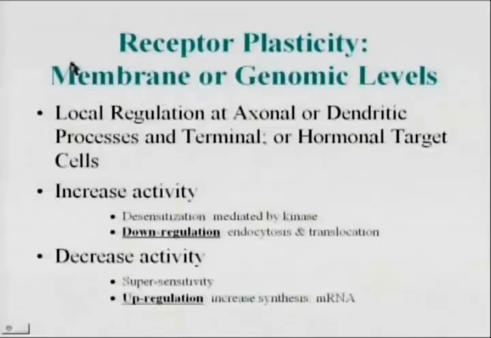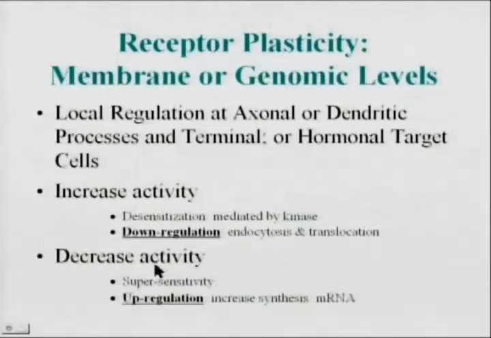So let's continue thinking about receptor plasticity either at the membrane or the genomic levels. So this would be sensitization, desensitization, and this would be downregulation and upregulation. So there's local regulation at the axonal or dendritic processes and terminals or the hormonal target cells, where you can increase activity or decrease activity. So increased activity at the receptors by an increased amount of the chemical messenger will cause desensitization mediated by kinase, so phosphorylation of the receptor, and in some cases even dephosphorylation. So phosphorylases activated that will alter the receptor and uncouple it essentially from the response mechanism, the second messenger system. Or downregulation through endocytosis and translocation into the cell, as well as decreased gene expression.